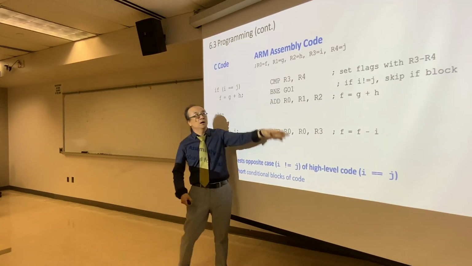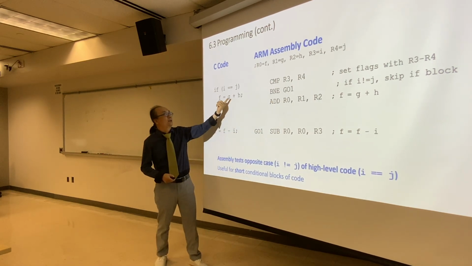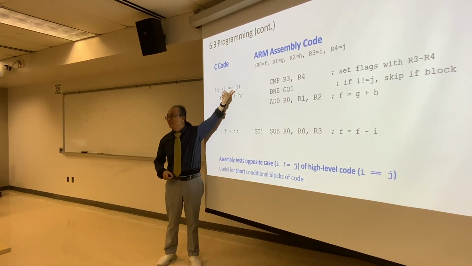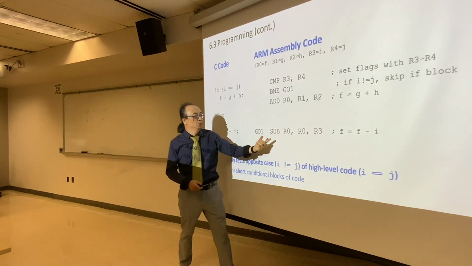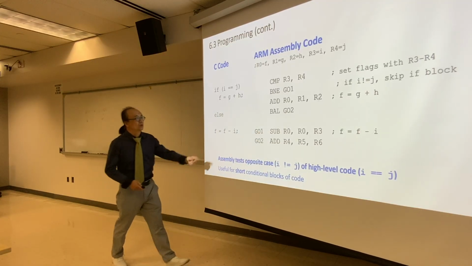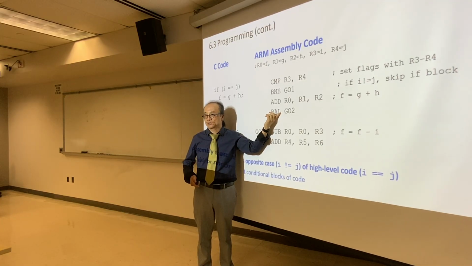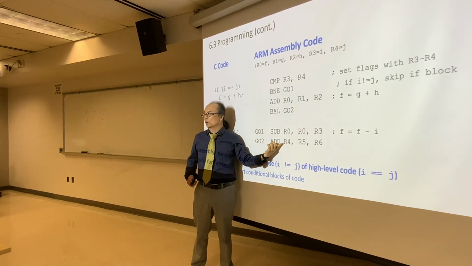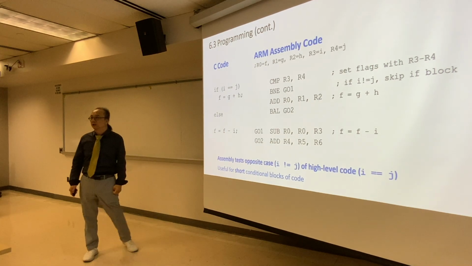This is not done, because we don't want to execute this after we add. The subtraction is for when i and j are not the same. Since they're the same, we want to add, then we don't want to subtract again. Therefore, we're going to skip this line. How? Unconditional branching, which is BAL. Once you hit this, no question asked, you just jump to the label. That's what we did last time.